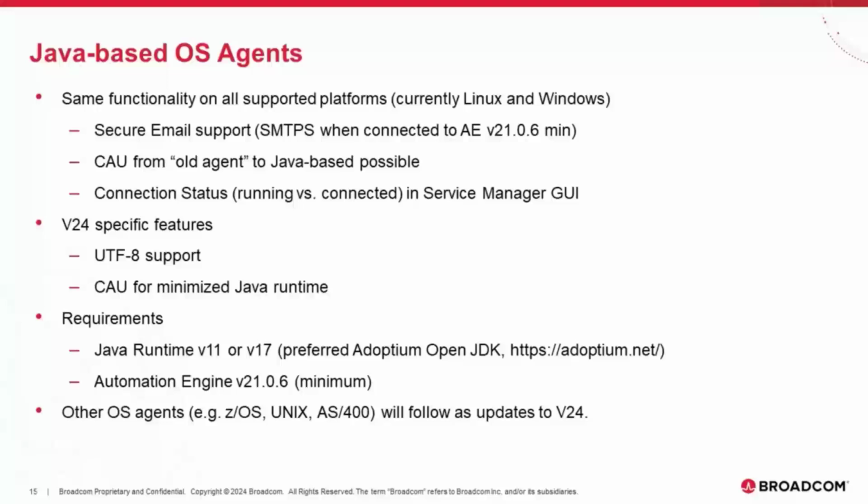Automic version 24 comes with updated Linux and Windows agents. OS agents for other platforms such as mainframe, other Unix platforms, etc. will become available as updates to version 24.